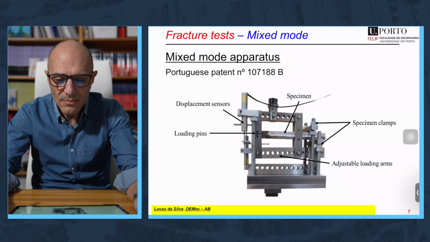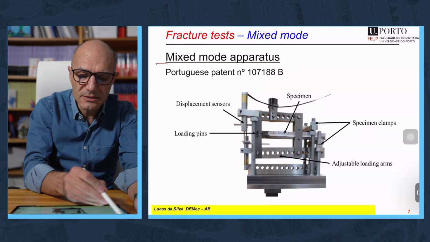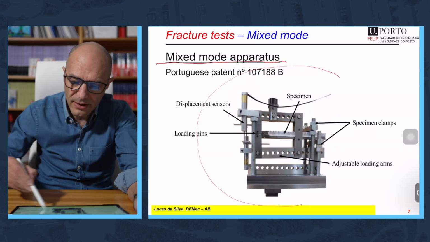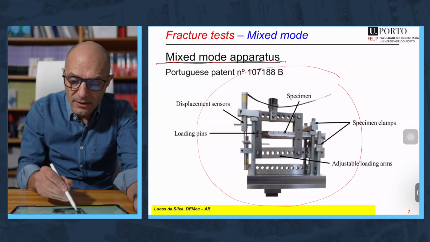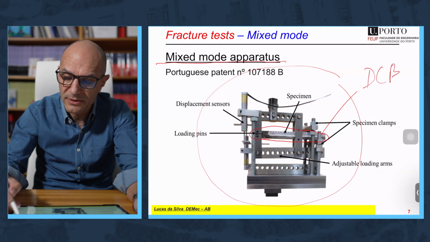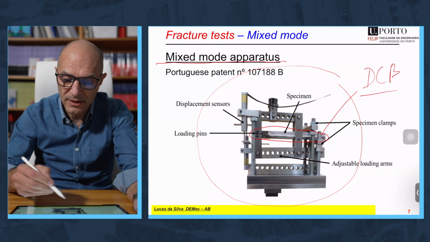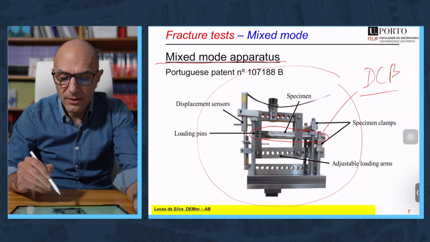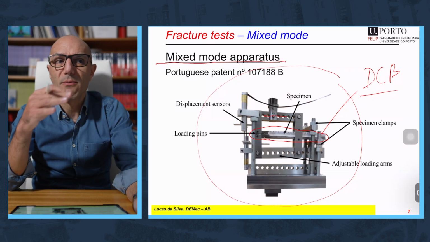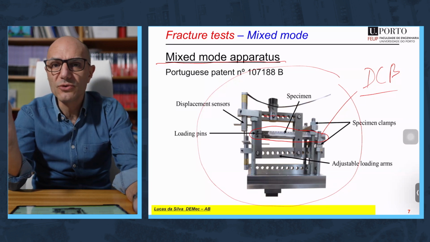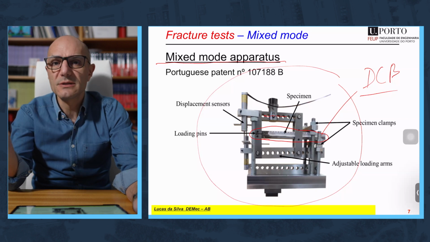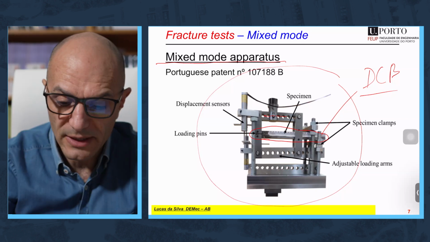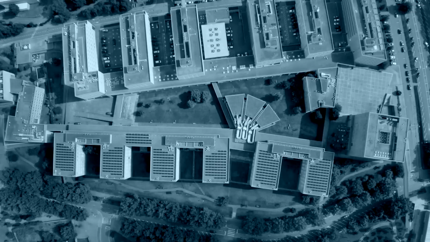That's why at Porto we decided to develop this mixed mode apparatus. You have here an image of the apparatus, and you always use the same type of specimen. We are talking about the DCB according to the international standard. And with this device, by changing here the loading location, you can test from mode 1 up to pure mode 2. And you have in between dozens of combinations of mixed mode conditions. And you always use the same specimen.